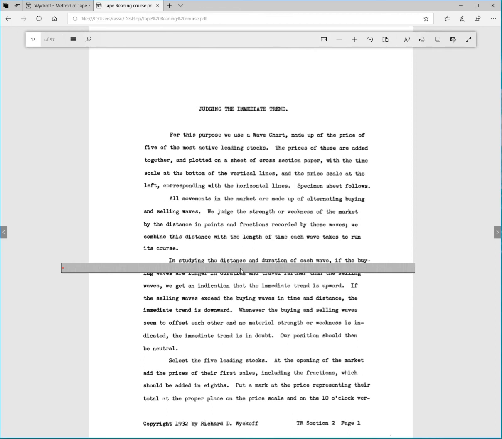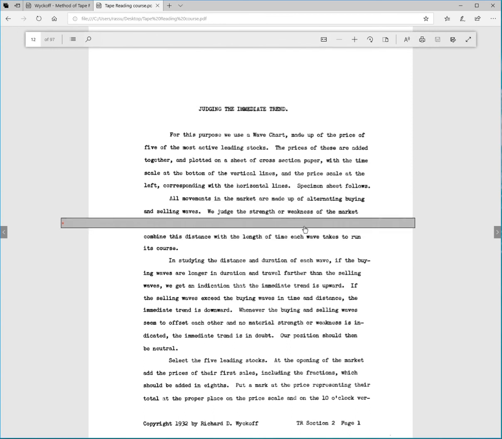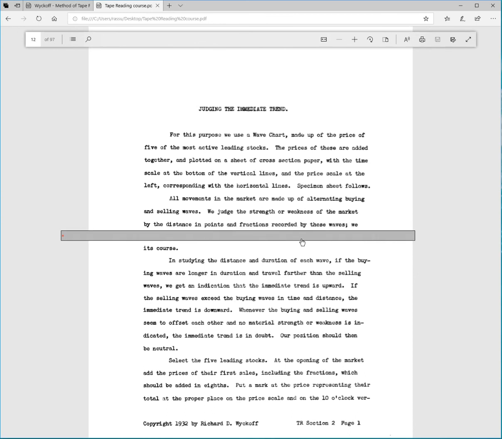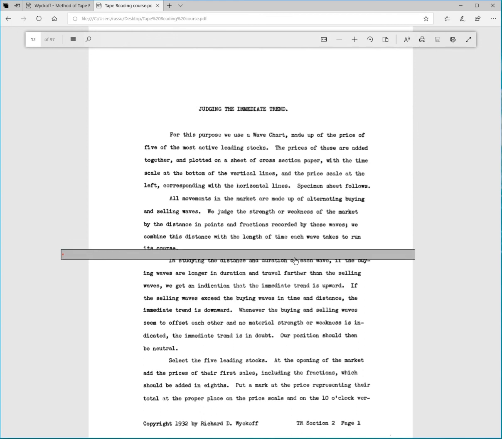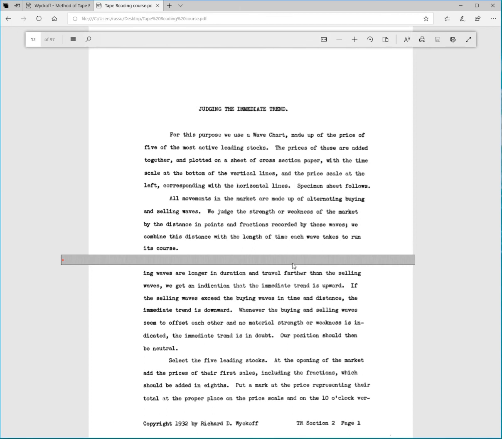Okay, now it's going to get interesting. All markets are made up of alternate buying and selling waves. We judge the strength or weakness of the market by the distance in points and fractions recorded by the waves. We combine this with the length of time of each wave. Basically, he's looking at the rally versus the reaction. How much distance did the rally cover? How much distance did the reaction cover? How much time did the rally take, and how much time did the reaction take?